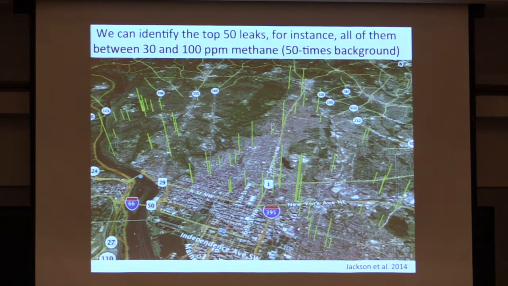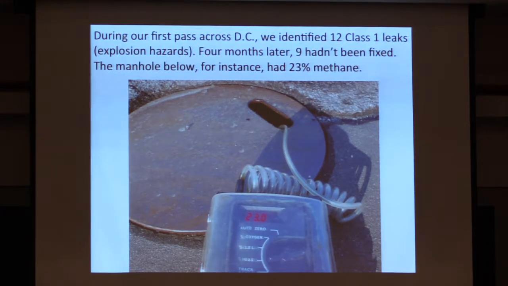You could take a safety-based approach. So during our first pass in Washington, D.C., in the top 20 concentrations we saw, we hopped out of the car, as I mentioned before, and tried to find the source of those leaks.